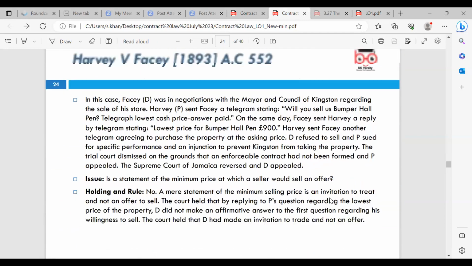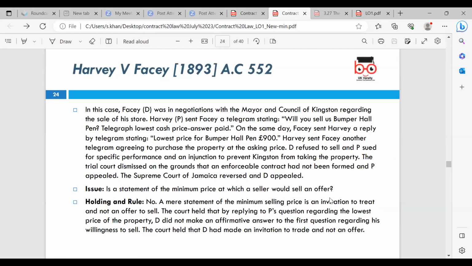And in this case, Harvey and Facey, 1893, Facey was in negotiations with the Mayor and the Council of Kingston regarding the sale of his store. Harvey, the plaintiff, sent Facey a telegram stating, "Will you sell us Bumper Hall Pen? Telegraph lowest cash price paid."